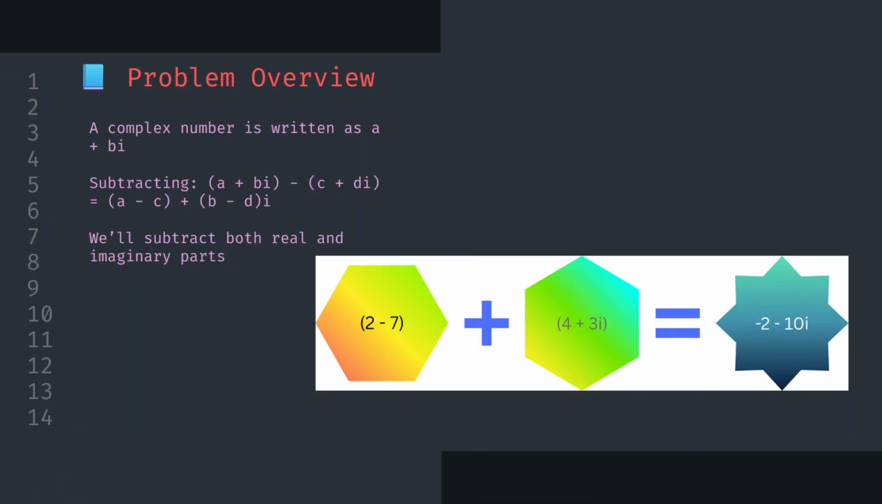In math, a complex number combines a real part with an imaginary part, written like a plus bi. When subtracting two complex numbers, you subtract the real parts separately and the imaginary parts separately. So 2 minus 7i minus 4 plus 3i becomes negative 2 minus 10i. It's really that simple once you break it down. Now, let's see how we can turn this into a working JavaScript program.